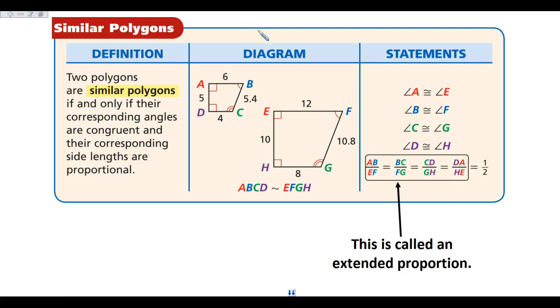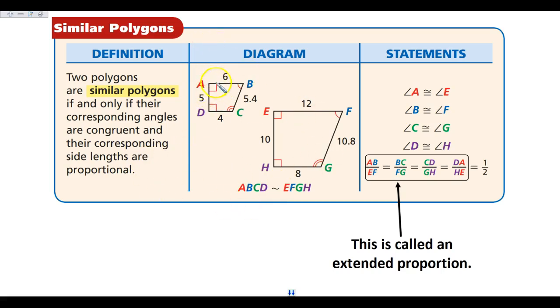If I have two figures that are similar, their corresponding angles are congruent, and their corresponding sides are proportional. So let's think back for a second to when we did congruent triangles. If we had congruent figures, we knew that all the pairs of angles were congruent, all those matching angles. That doesn't change with similarity.